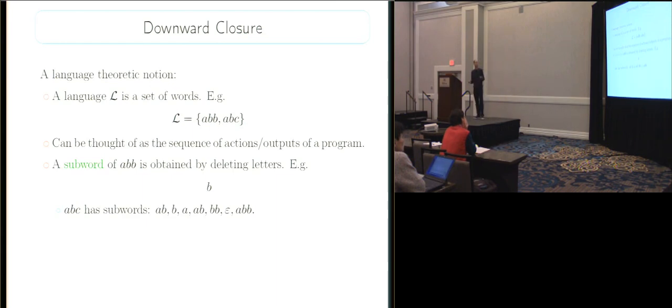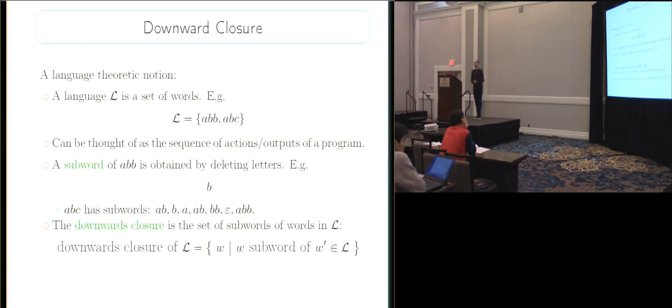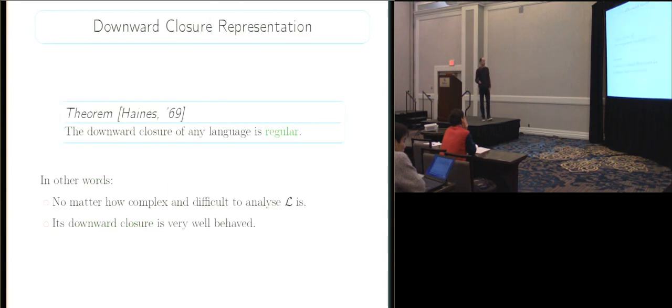So the downward closure of a language is what we get by taking subwords of the words that are already in our language. In particular, we take any word W that's in our language, take a subword, and that subword is in our new language, our downward closure. This is the basic definition, and the remarkable thing about downward closures is that they are always regular. It's been known for a while. So no matter how complicated the machinery you use to define your language, the downward closure is always going to be regular. It's always going to be very well behaved, and you can pretty much do anything you'd like to do with it. So it's a very nice notion in that respect.